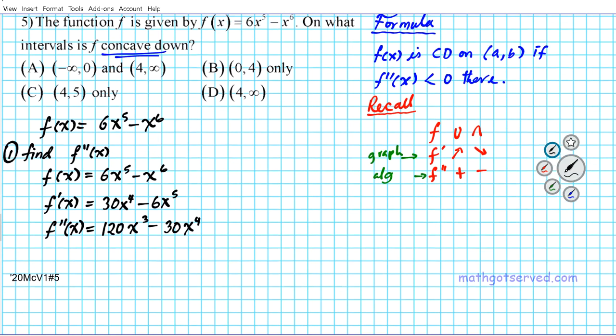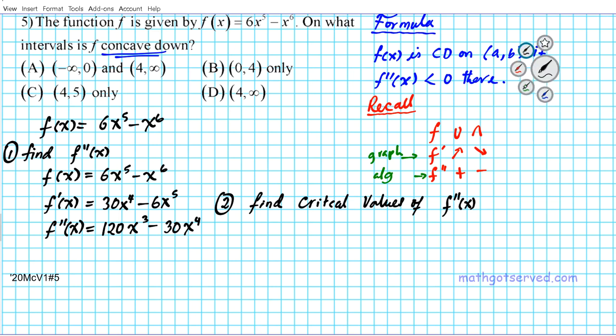Next, find critical values of f double prime. What on earth is that? What is the critical values? The critical values are basically where whatever you're looking for the critical value of is equal to 0 or does not exist, okay? So we're looking for where f double prime of x is equal to 0 or f double prime does not exist. Those are critical values.